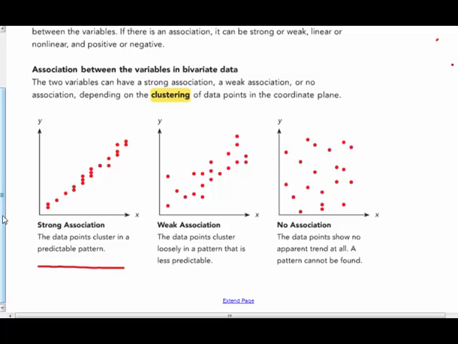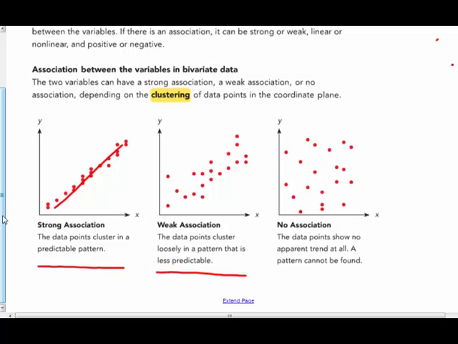Weak association, the data points cluster loosely in a pattern that is less predictable than the strong association. Or they're just all over the place, scattered everywhere. There appears to be no apparent trend at all, and a pattern cannot be found. So it depends on the clustering of data, the data points, when you plot these points on a coordinate plane. Strong association, very clustered in a similar pattern.